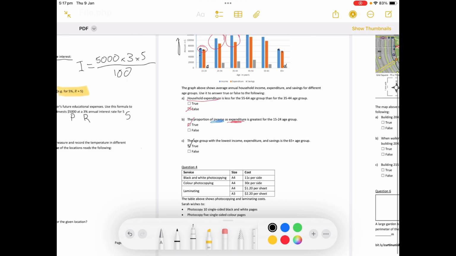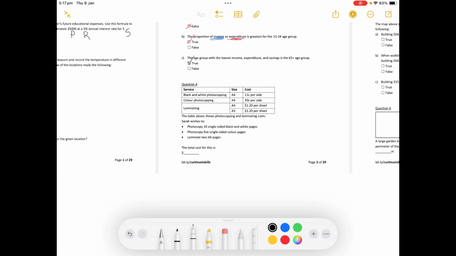Question number 4. Alright, so we have a table and Sarah wishes to photocopy 10 single-sided black and white pages, 5 single-sided color pages, and laminate 2 A4 pages, and we need to work out the total costs. Alright, so we're going to do this one step at a time, and to get the total cost, we'll just add up everything at the end.